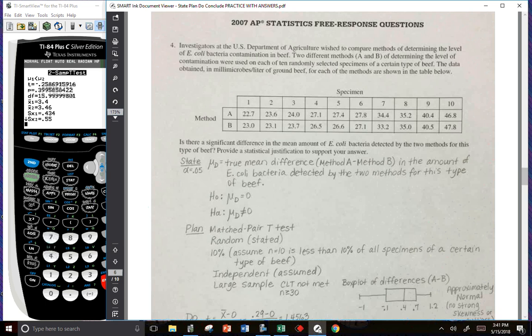Okay, you with me? Do we have a big enough sample size? No. We're dealing with mean difference. It's still got to be 30. We only have 10. Doesn't work.